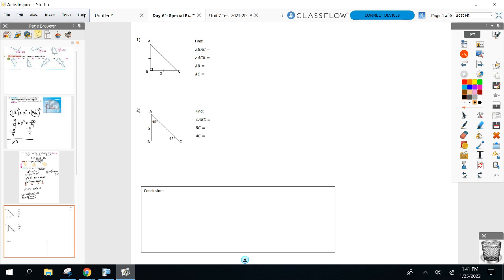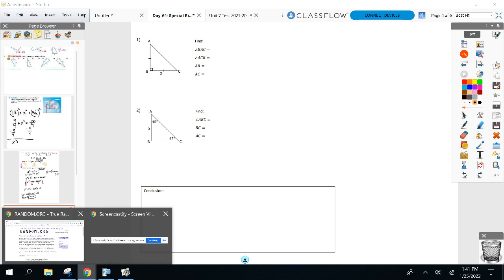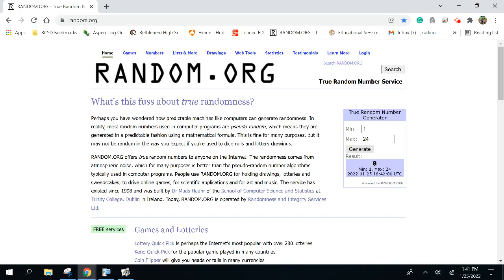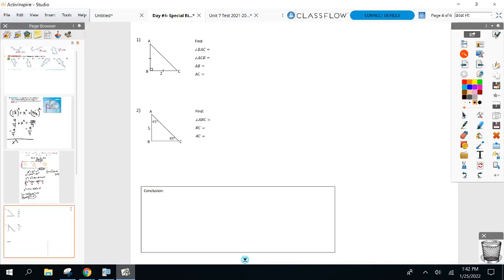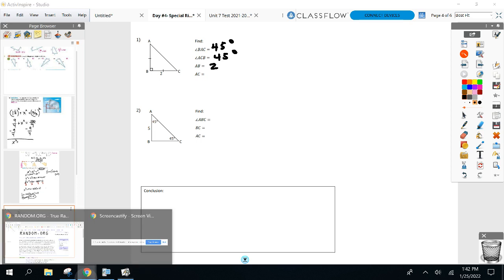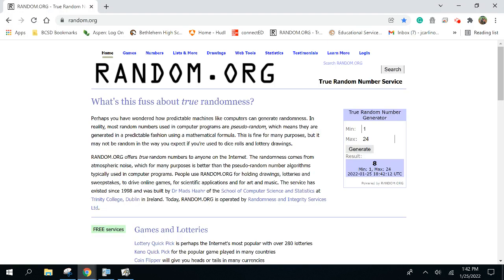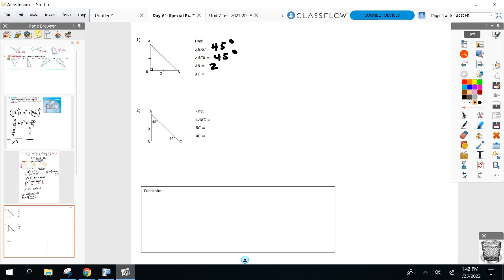Okay, here we go. What was BAC and ACB? What were those angle measures here? Talk to me. 45 and 45. Correct. Both angles were 45 and 45. Perfect. I'm not even going to ask anybody. AB was a length of 2. And then how about AC in simplest radical form? Let's hear from somebody new now. AC, simplest radical form?